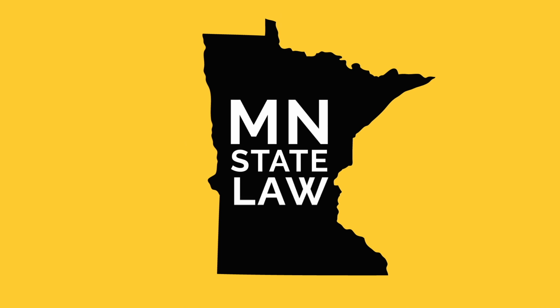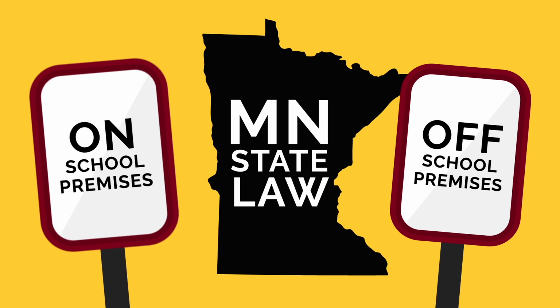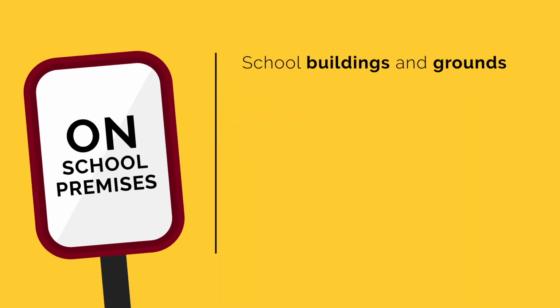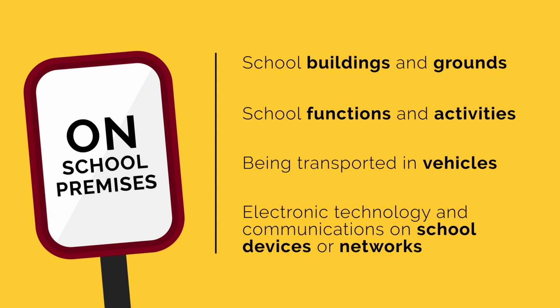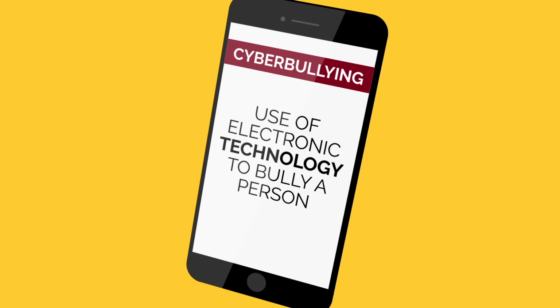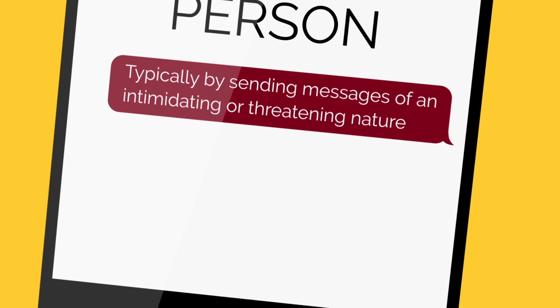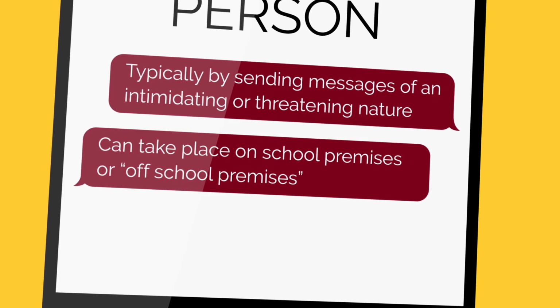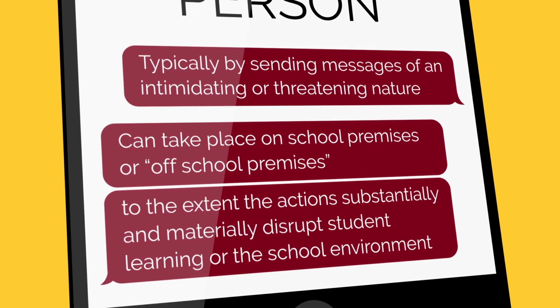As a District 196 employee, you need to be aware that state law protects students from bullying both on and off school premises. On school premises includes all of our school buildings and grounds, as well as at school functions and activities, while being transported in vehicles, and in electronic technology and communications on school devices or networks. Cyberbullying involves the use of electronic technology to bully a person, typically by sending messages of an intimidating or threatening nature. This bullying can take place on school premises or off school premises to the extent that the action substantially and materially disrupts student learning or the school environment.